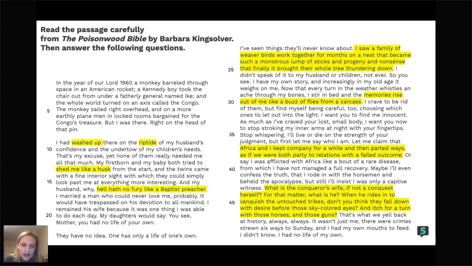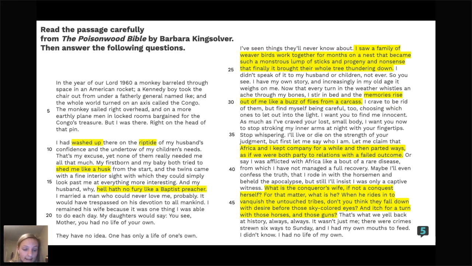And then I highlighted shed me like a husk in line 13. In this sentence, it's my firstborn and my baby both tried to shed me like a husk. When they got there, they're like, Mom, we don't need you. We're going to do our own thing because we're in Africa now. We aren't in the United States. And she said, shed me like a husk, because they were trying to get them off her shoulders. Her firstborn was about 15 or 16 at the time, and her baby, her youngest, was about 5 years old. So there's a really big age difference there.